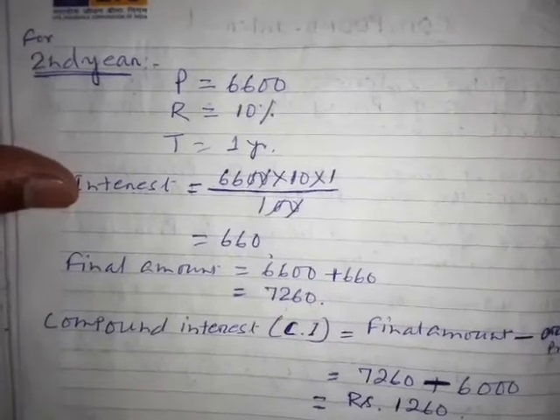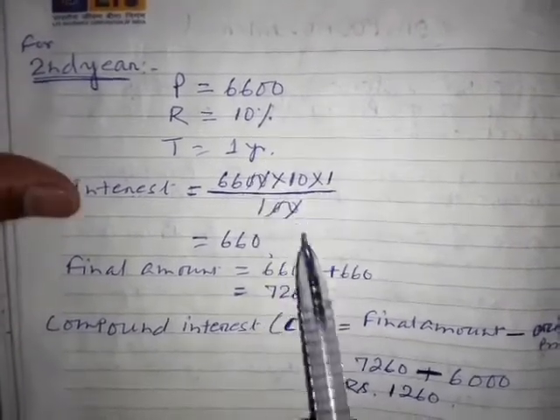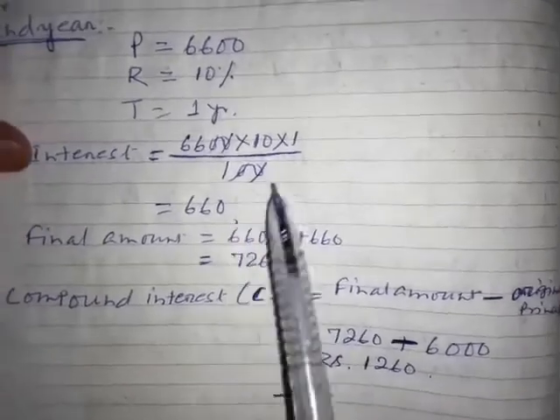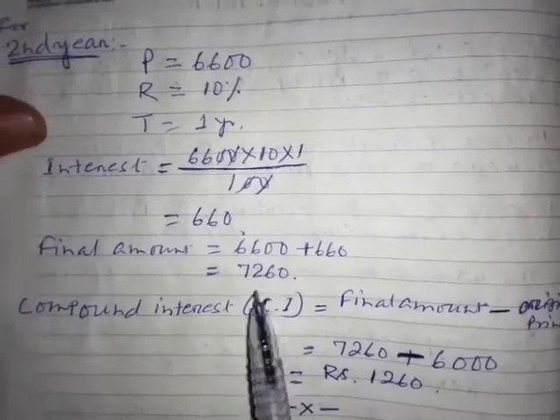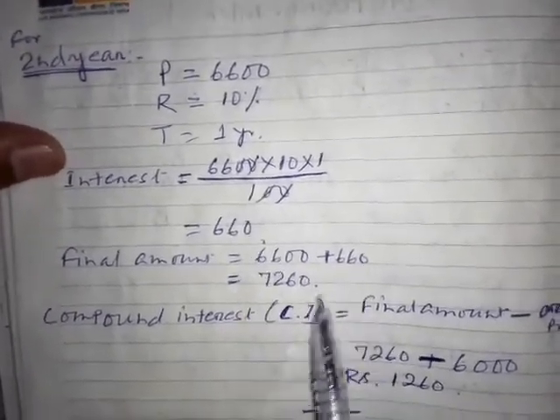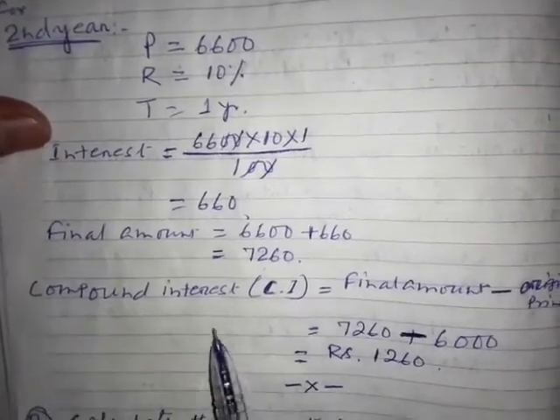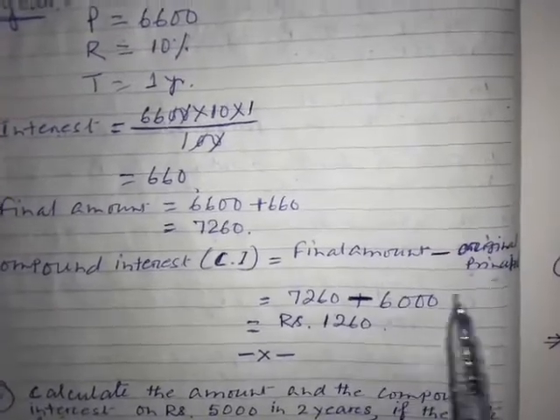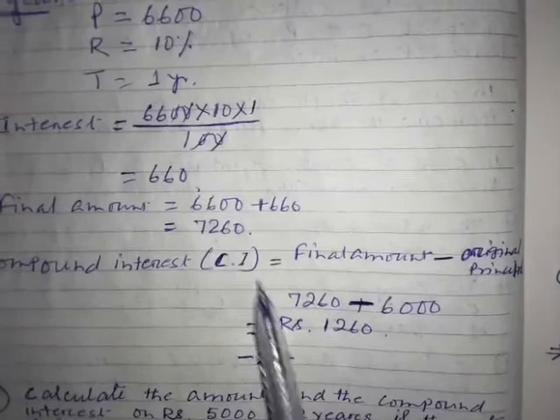You have to calculate the interest for one year. So here, for 1 year, easily you can find the interest, and after calculating the interest you get the final amount. What is the principal for the second year? This much. With the principal, if you add the interest, you get the final amount. How to find the compound interest? Compound interest equals the final amount minus the original principal. What is the final amount? 7260.